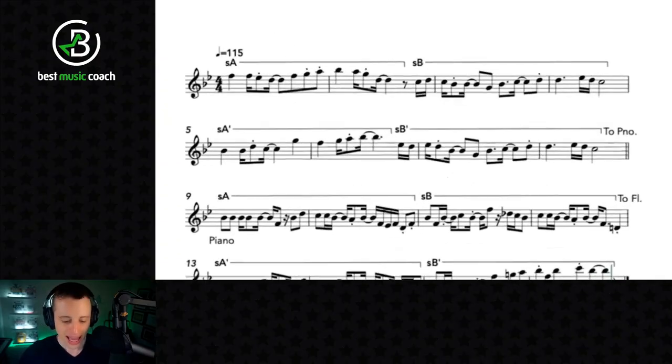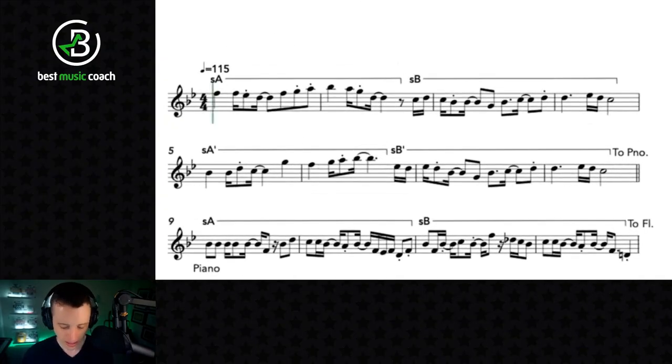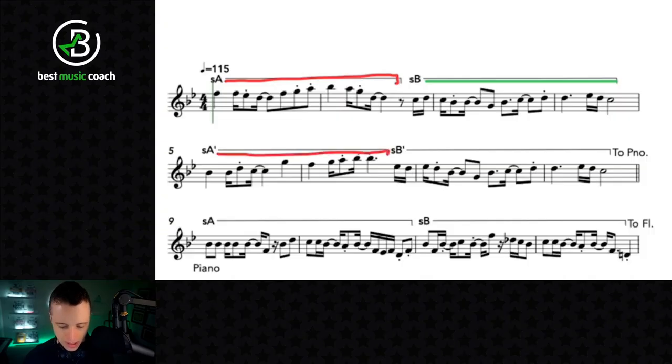Beautiful. Let's map it out. So we've got A for 2 measures here. Then we've got B for 2 measures. And we come back to A. This time it's A prime. Same rhythm, different notes. And then we've got B prime.